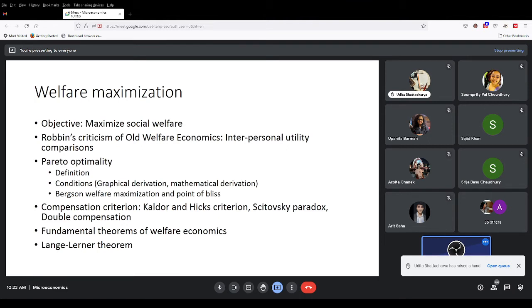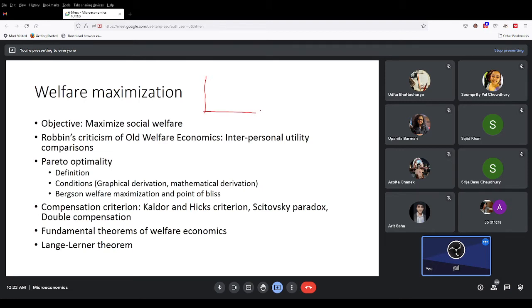Sir, does partial ordering mean something like lexicographic preference? No, no, no. In lexicographic, let's see what it was. No, in lexicographic, it was the treasure island, right?